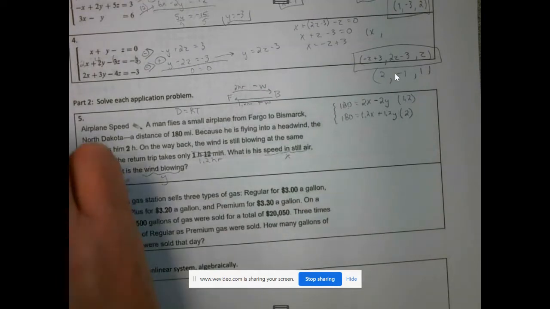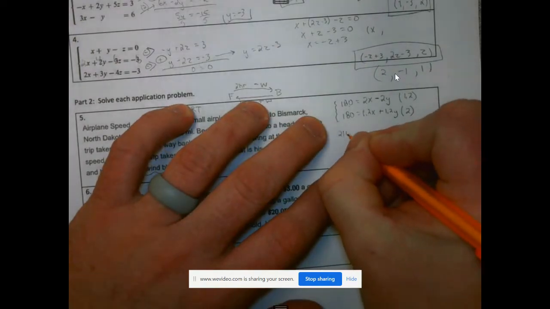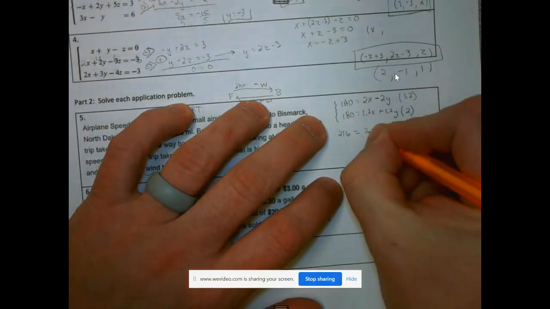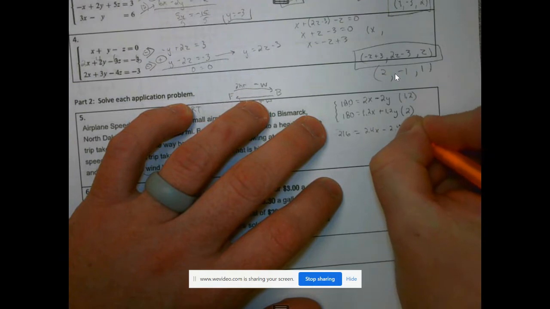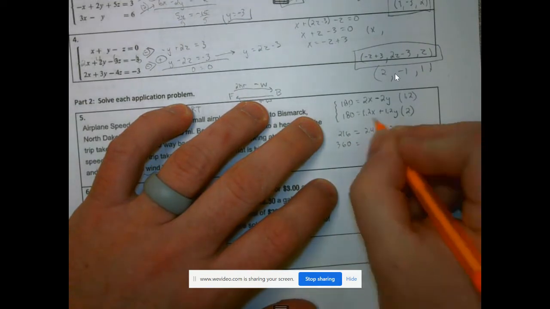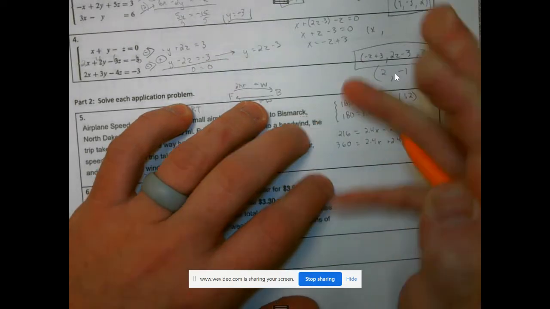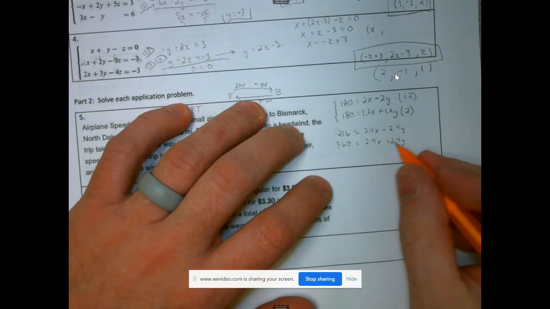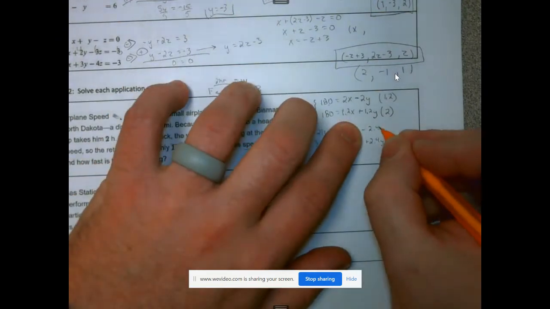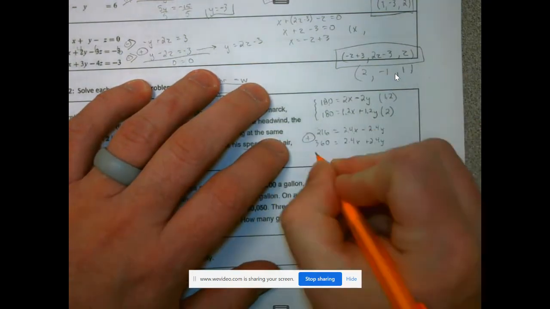So 180 times 1.2. This top equation is 216 equals 2.4x minus 2.4y. And then 180 times 2 is 360 equals 2.4x plus 2.4y. Now here, it doesn't matter which variable you cancel, because they both could cancel. If you add, you're going to cancel the y's. If you subtract, you're going to cancel your x's. So let's just go ahead and add these.